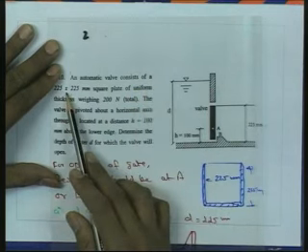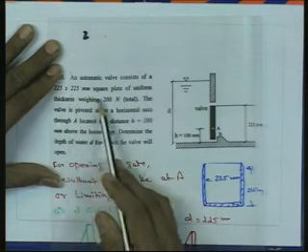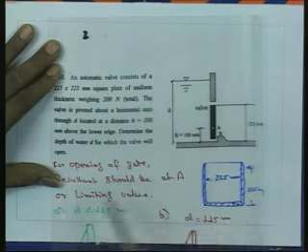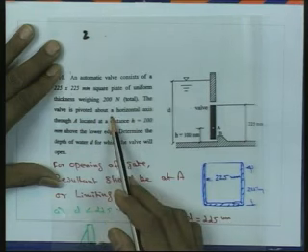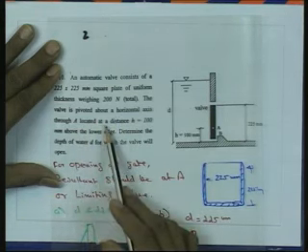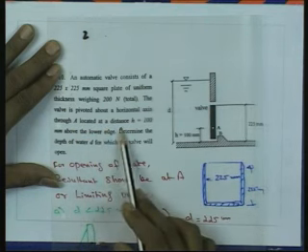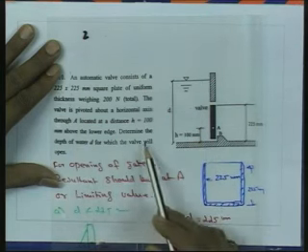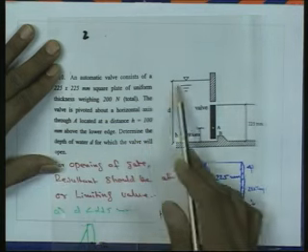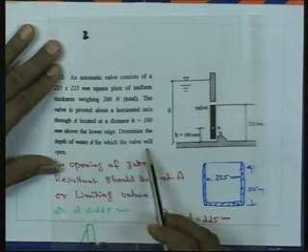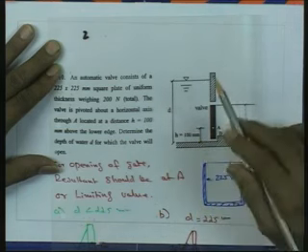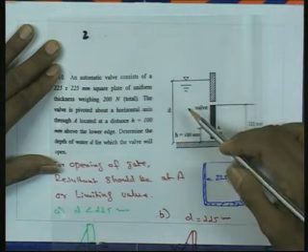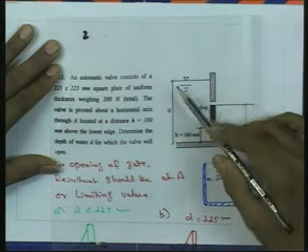The problem statement is: there is an automatic valve, which consists of a 225 into 225 millimeter square plate of uniform thickness weighing 200 Newton, as shown in this figure. The valve is pivoted about a horizontal axis through A, located at a distance h is equal to 100 millimeter above the lower edge. Determine the depth of water D for which the valve will open. Here we have a sluice gate, and we want to find this depth D, the minimum depth for which the valve will open.